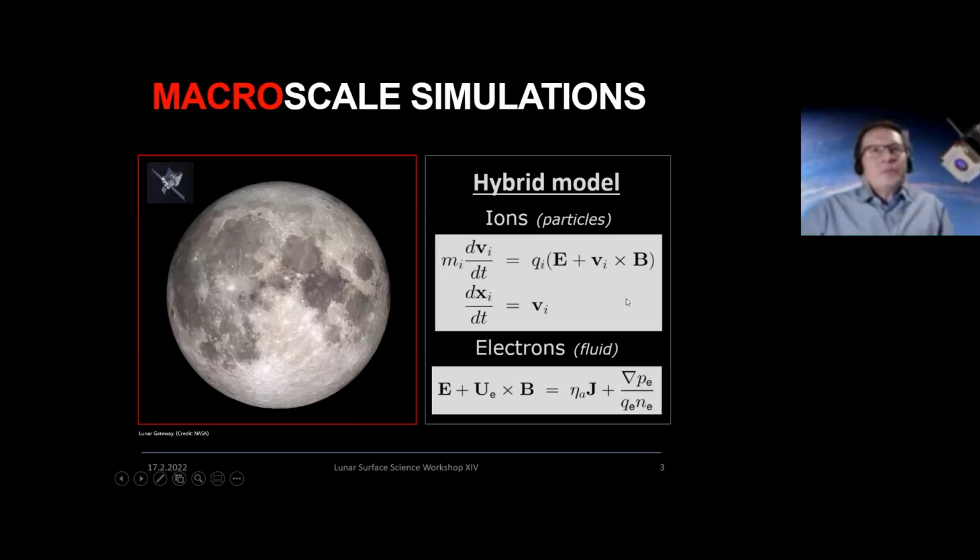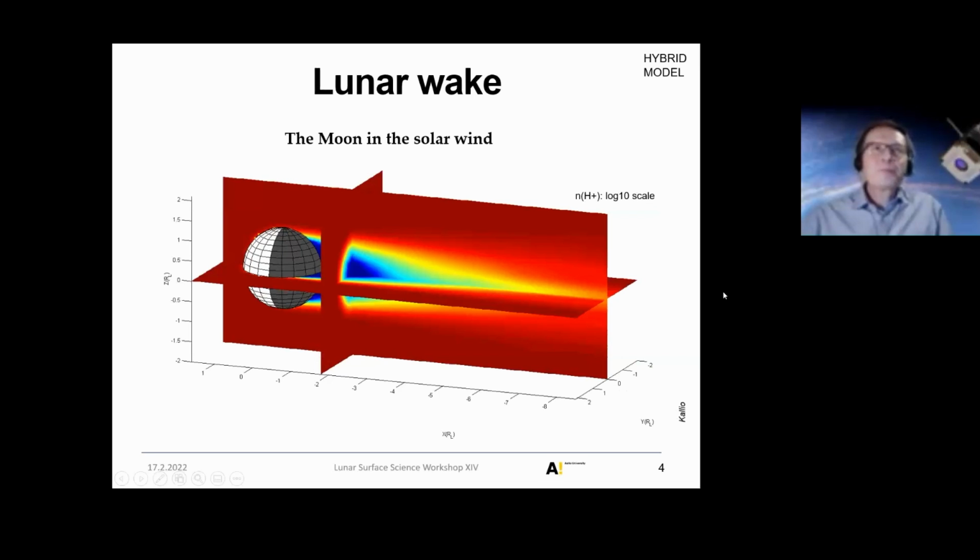A good tool to investigate this space scale in 3D is a so-called hybrid model, where ions are modeled as particles while electrons form a massless charged neutralizing fluid. In this hybrid model simulation, we see the moon in the undisturbed solar wind, and the color shows the density of the solar wind, which is low in the wake region.